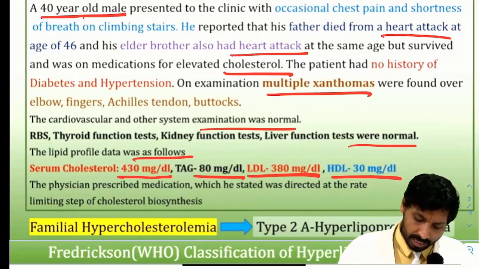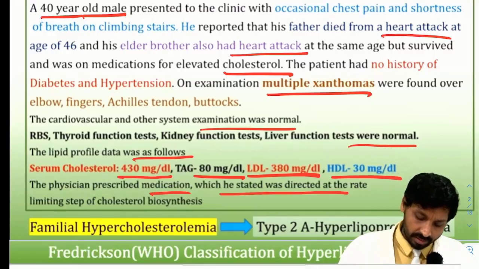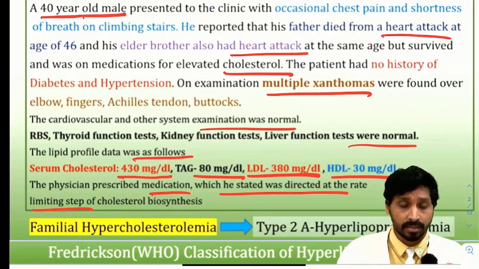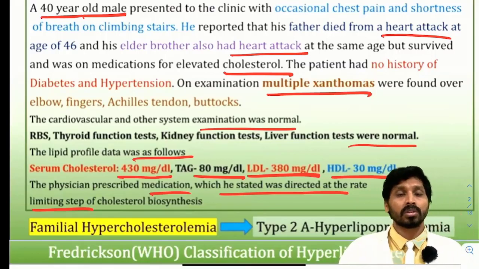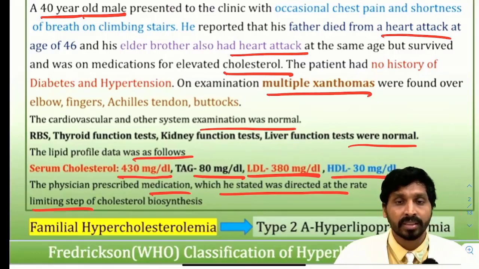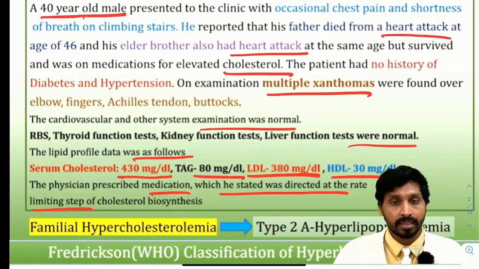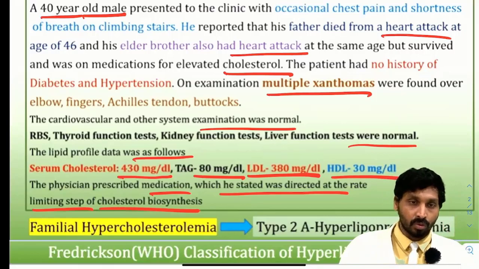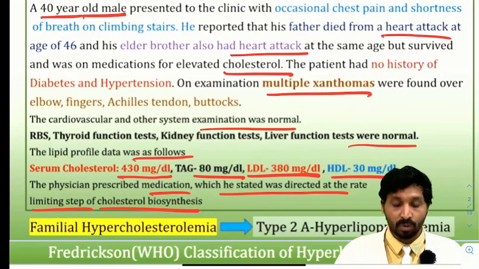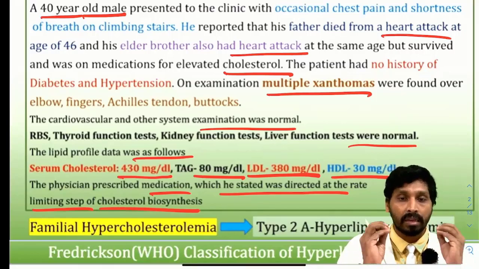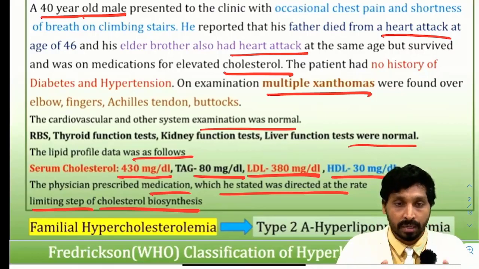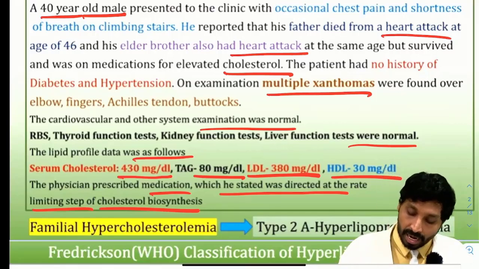The physician prescribed medication directed at inhibiting a pathway, like cholesterol synthesis. The rate-limiting step of cholesterol synthesis is HMG CoA reductase, which will be targeted by the drug statins in cholesterol biosynthesis. So, here this is a familial hypercholesterolemia because cholesterol levels are high. This is a scenario related to hypercholesterolemia, and that too what subcategory, you can say type 2A hyperlipoproteinemia.